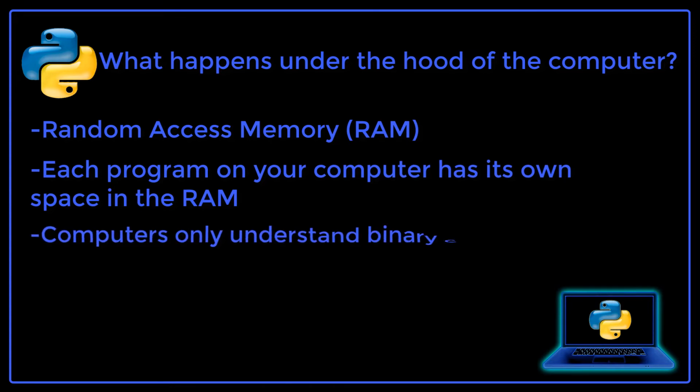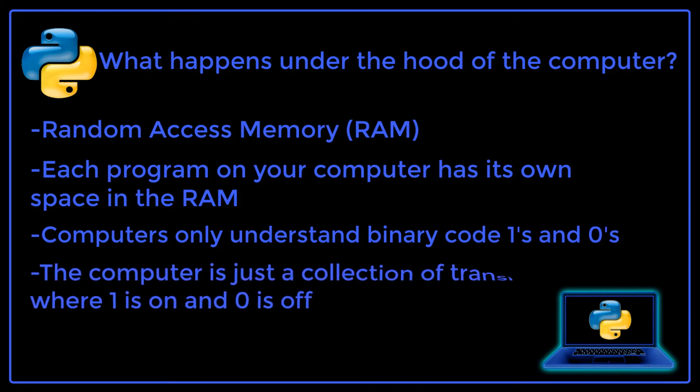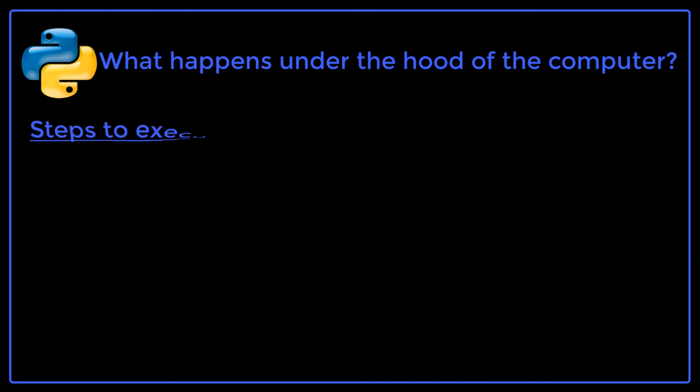As I mentioned in a previous lecture, computers only understand binary code, made up entirely of ones and zeros. The computer is really just a collection of transistors, or on-off switches, with 1 being on and 0 being off. The code that we write has to be converted multiple times before the computer can understand it. When we write a program in Python, for example, the computer does several things.